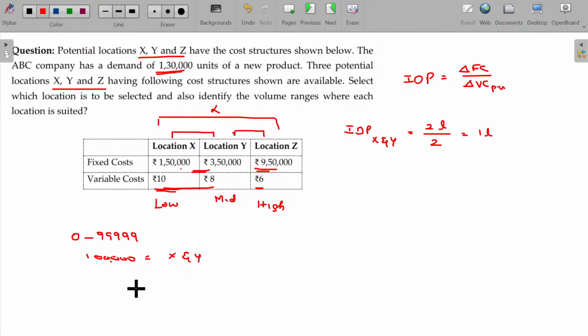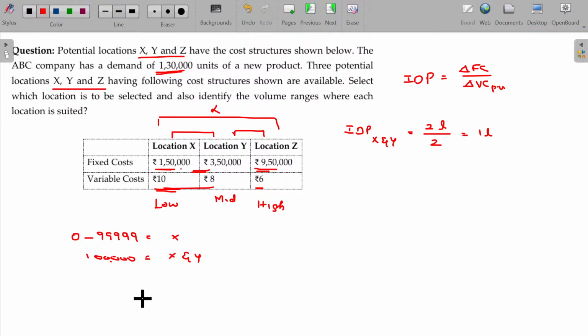Now the question is, if the demand is less than 1 lakh, whether Y is suitable or X is suitable, how can you determine? Less than this will be called low demand. When the demand is low, the location with lower fixed cost will be suitable. So X will be suitable here. If it is beyond 1 lakh, Y is suitable. To what extent is Y suitable?